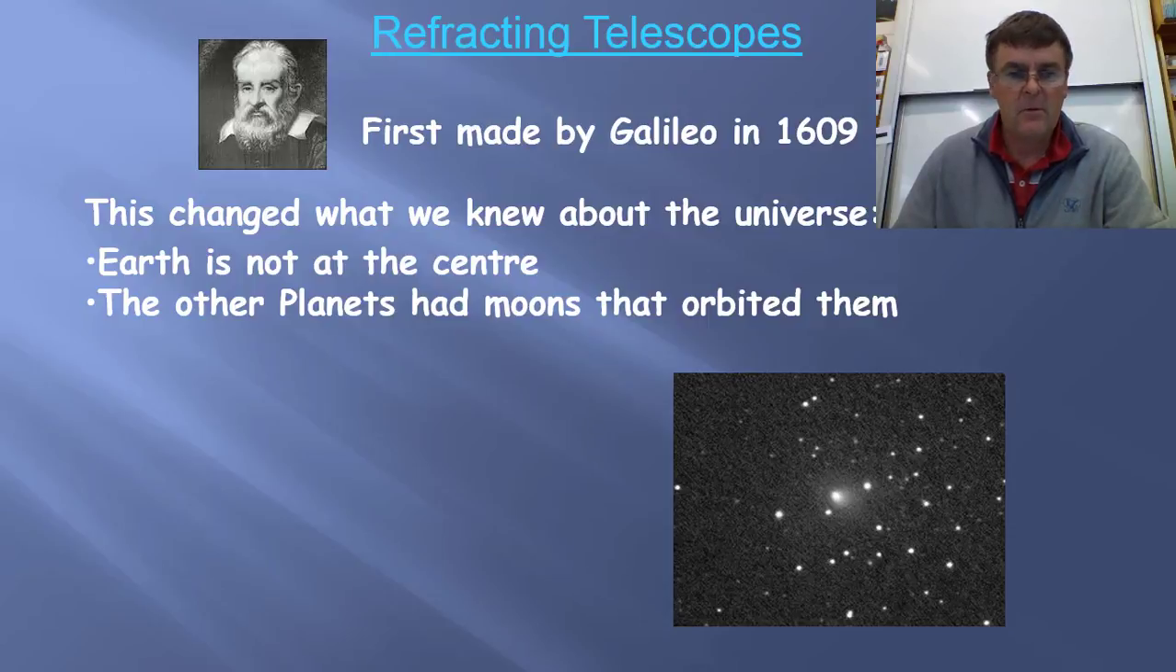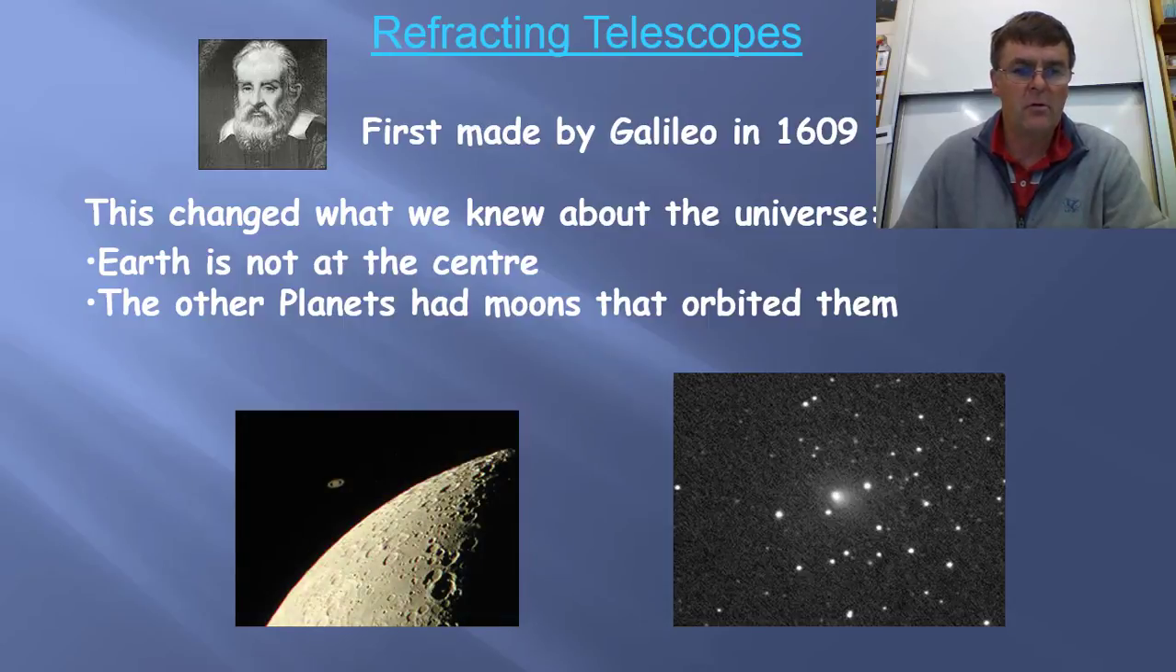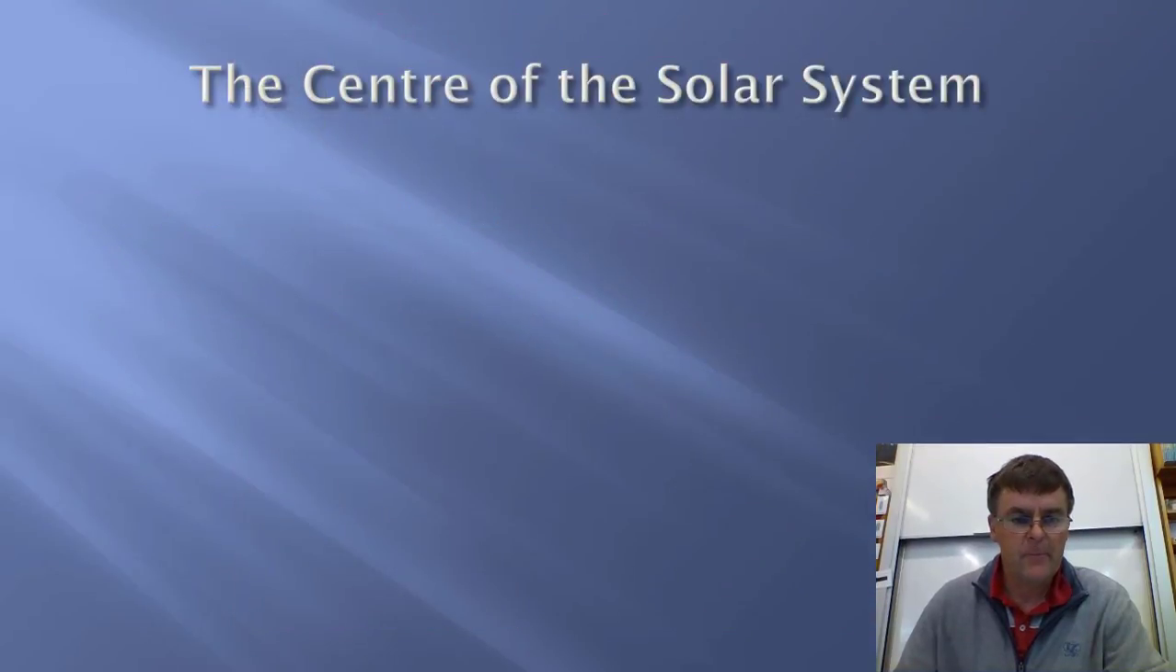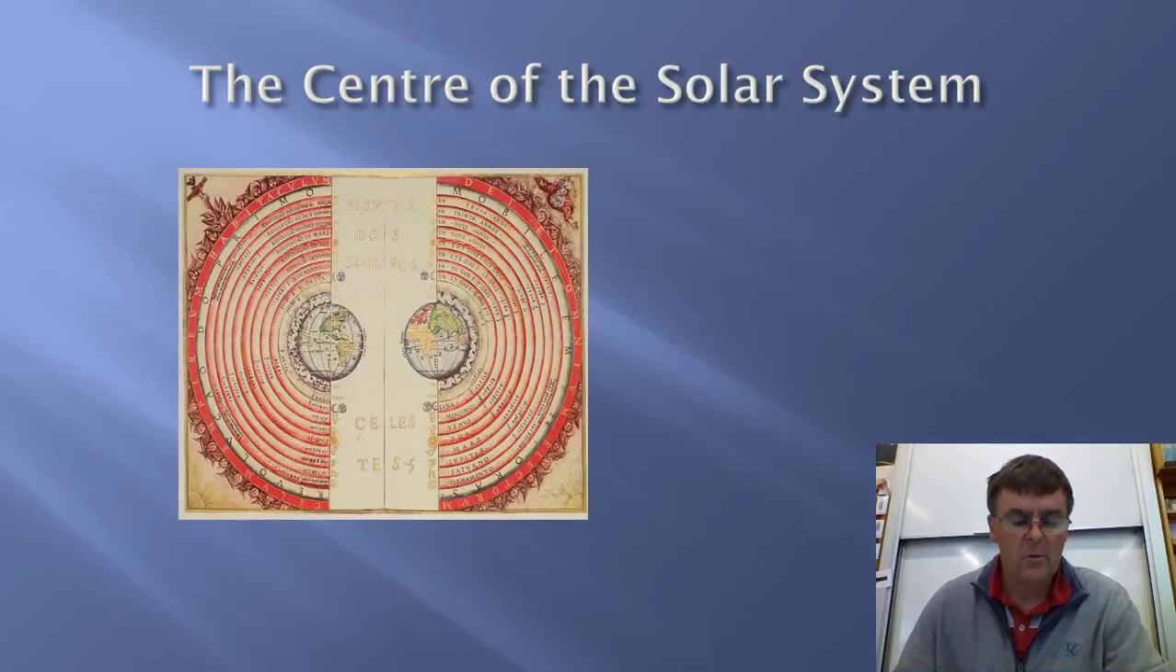But it was clear to him that what he saw with the telescope, that we were not at the centre. He also saw that other planets had moons that orbited around them. It wasn't all orbiting around the Earth. Prior to that, we thought that it all was. That's what the people were taught. But he saw that other planets had moons. For example, there's a photo of a moon of Saturn. You can see Saturn in the background.